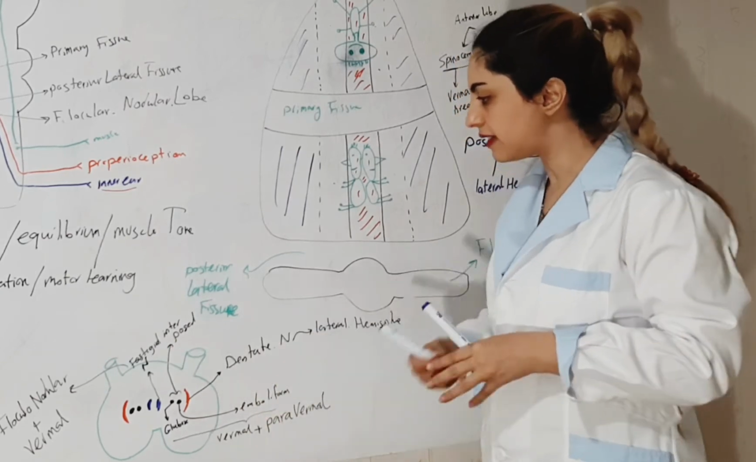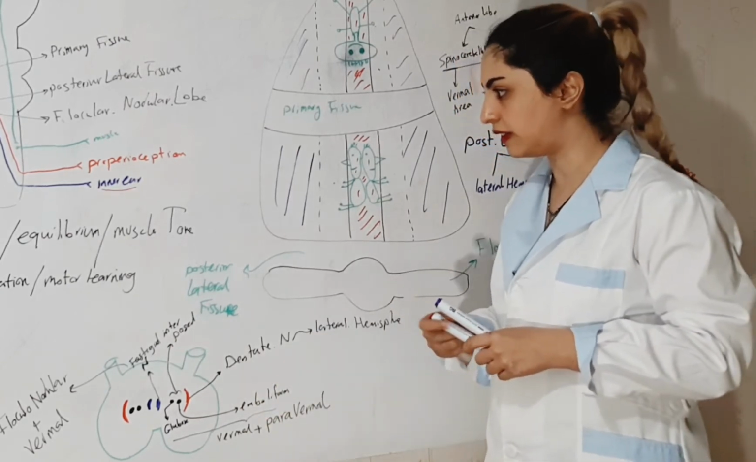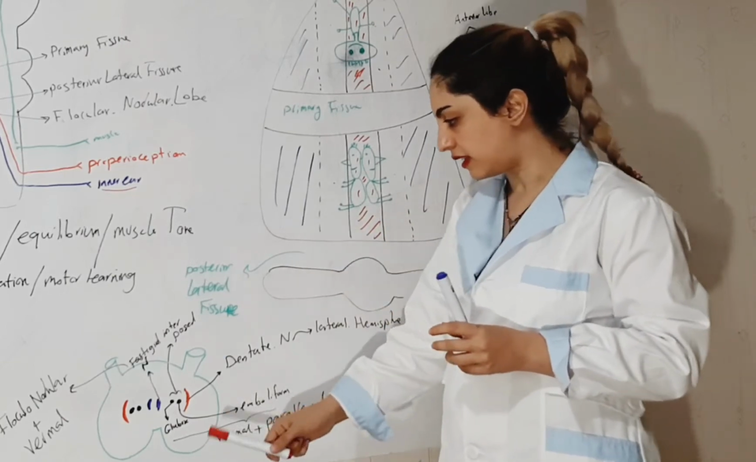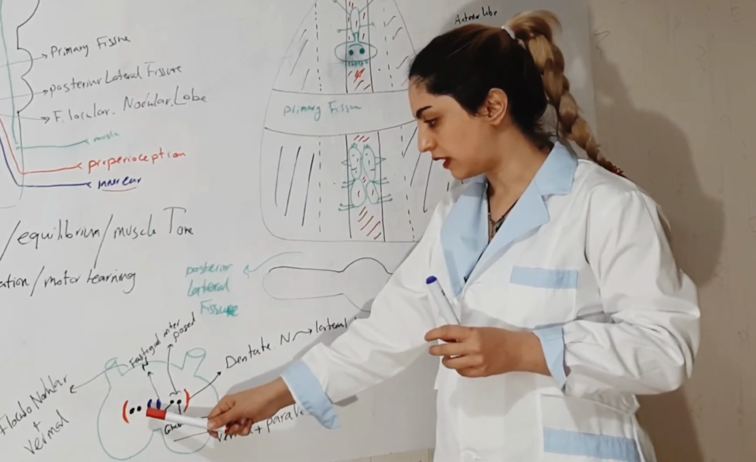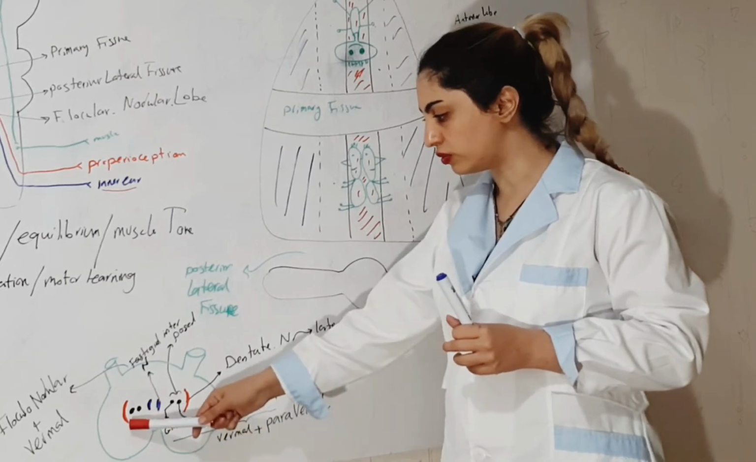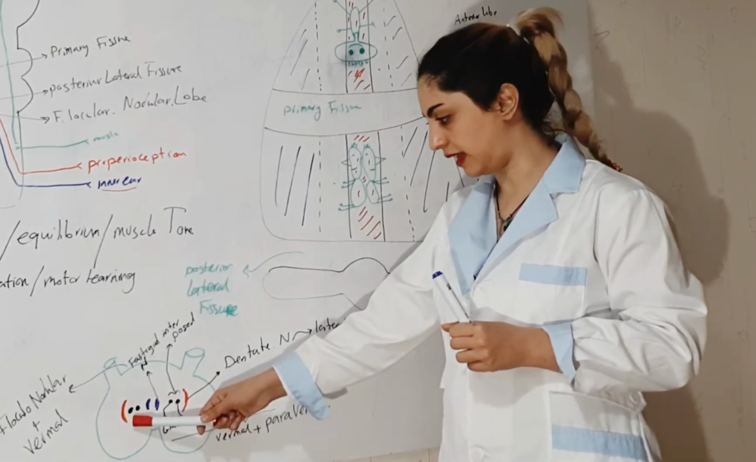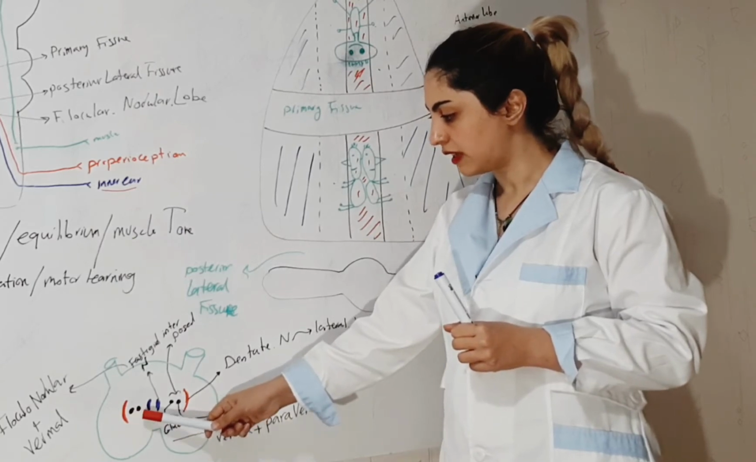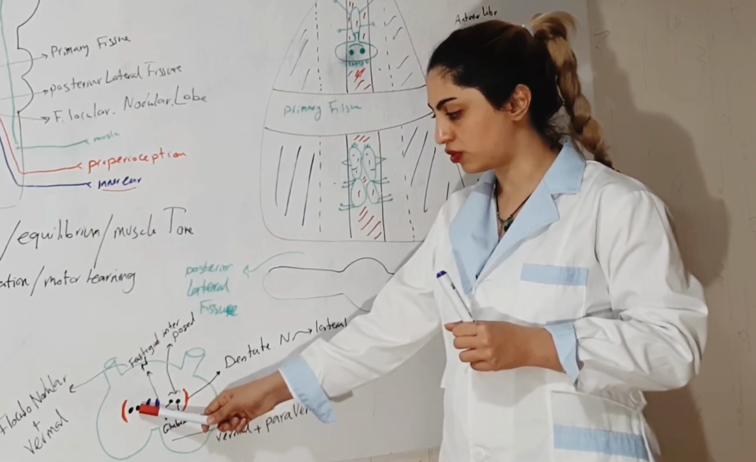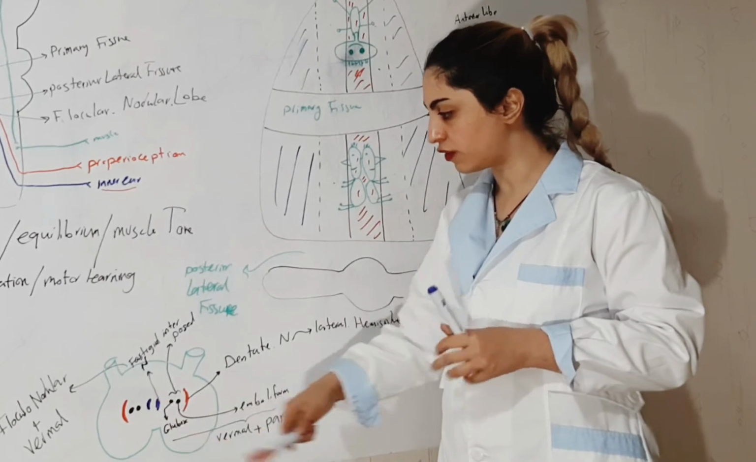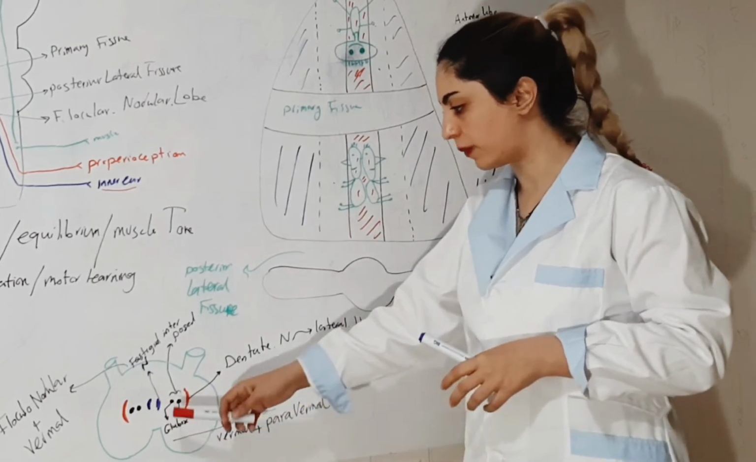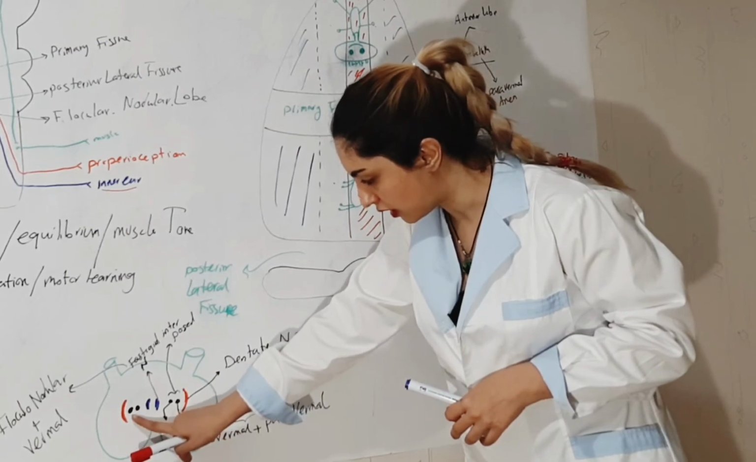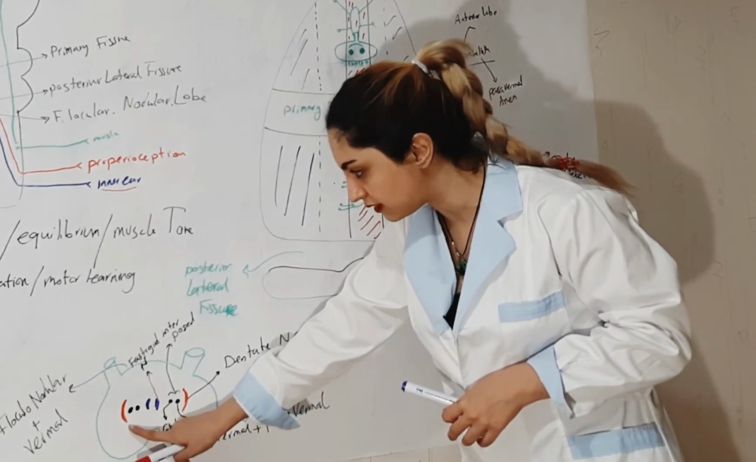In order to memorize the nuclei of the cerebellum, there is a sentence which helps you, and it is: don't eat greasy food. Don't is for the dentate, eat is for the emboliform nucleus, greasy is for the globose nucleus, and food is for the fastigial nucleus. So: fastigial nucleus, globose nucleus, emboliform nucleus, and dentate nucleus.